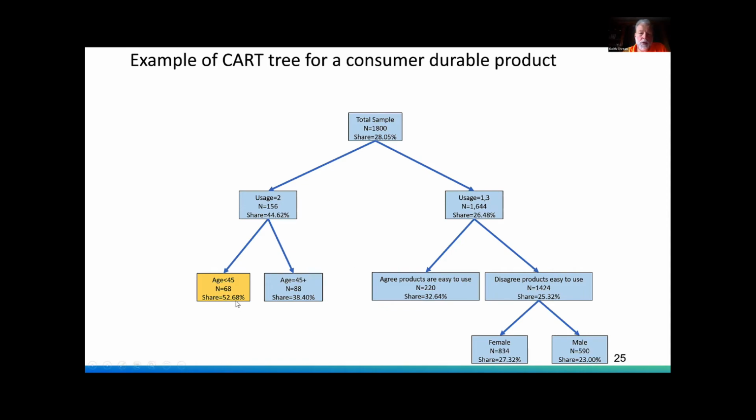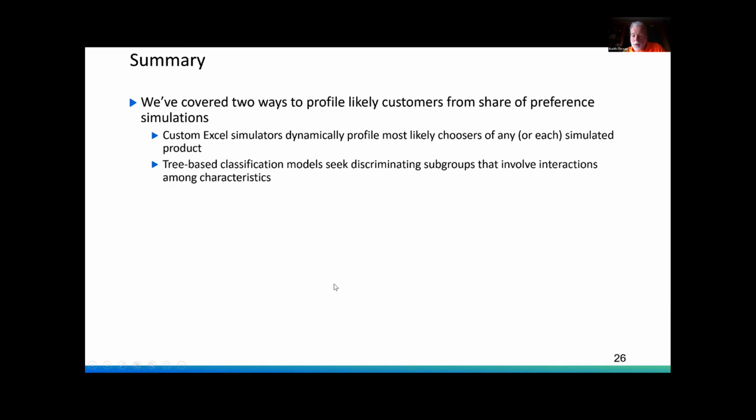With that profiling, within an Excel simulator, you might or might not identify interactions. You'd certainly identify that usage 2 had higher share than usage 1 and 3. But unless you knew to look for it, you wouldn't further break usage 2 into older and younger age groups like the tree did for you. In fact, I could even imagine doing this tree-based analysis first and then doing the dynamic profiling second. This might help you find some interesting splits to use in the dynamic profiling. Anyway, we talked about both of those ways of doing it.